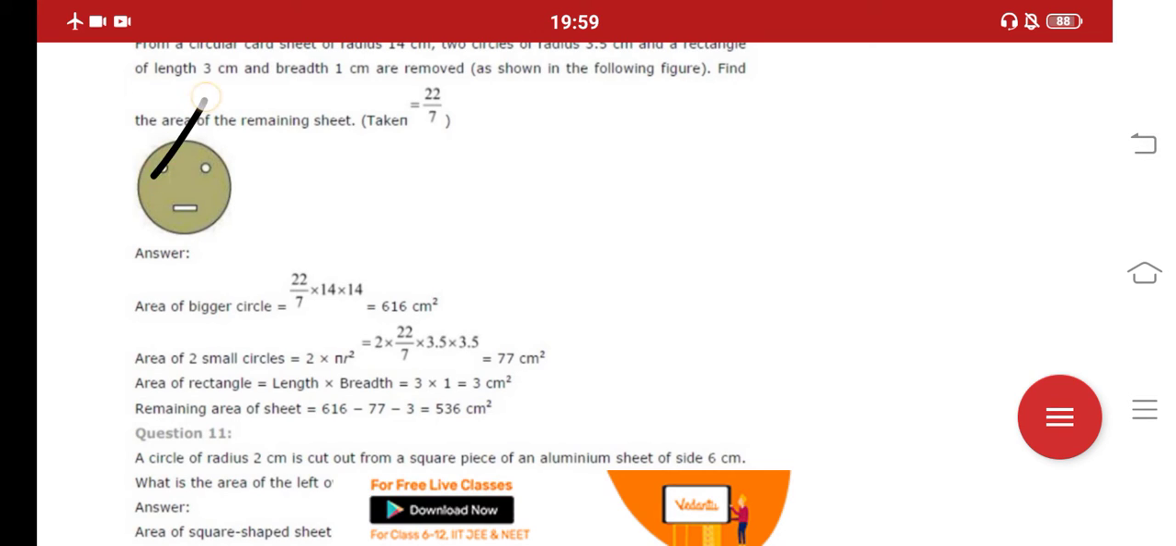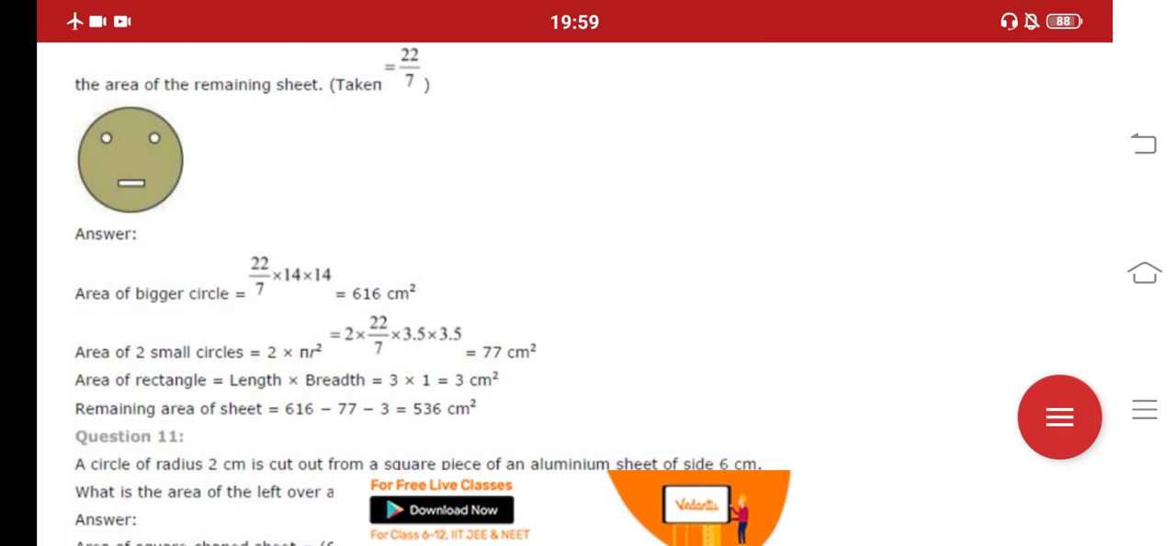So if we take out one circle area, we will multiply it by 2 because both are the same. So see here, area of two small circles is pi r square multiplied by 2. Area of one circle is pi r square, but there are two circles, so we will multiply it by 2. Both have the same radius, so 2 into pi r square. That is 77 centimeter square.